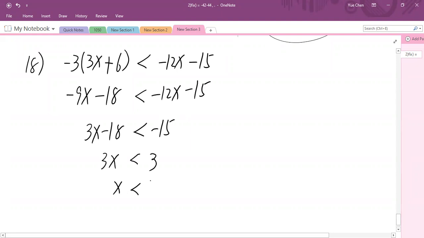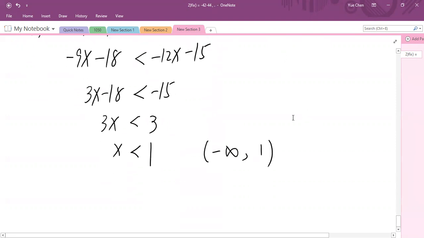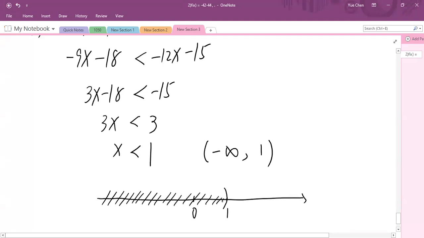So x is less than 1, right? If you divide by a positive constant, it will not change the inequality sign, okay? So less than 1, so that means the interval notation would be negative infinity to 1. What about the number line? So if the center is 0, here is 1. So you draw a parenthesis at 1, and the less than 1 is here. Okay.